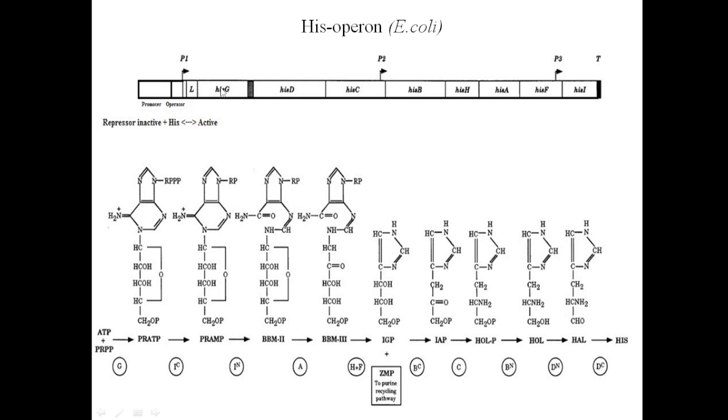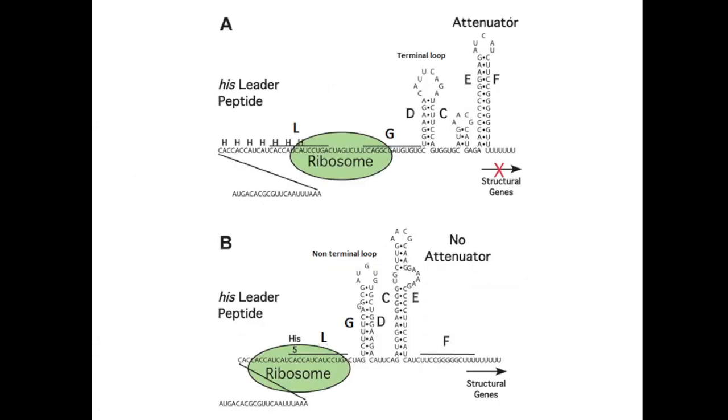But upstream of the messenger RNA there is a specific place which has 4 parts of messenger RNA: the G, D, C, and E parts.